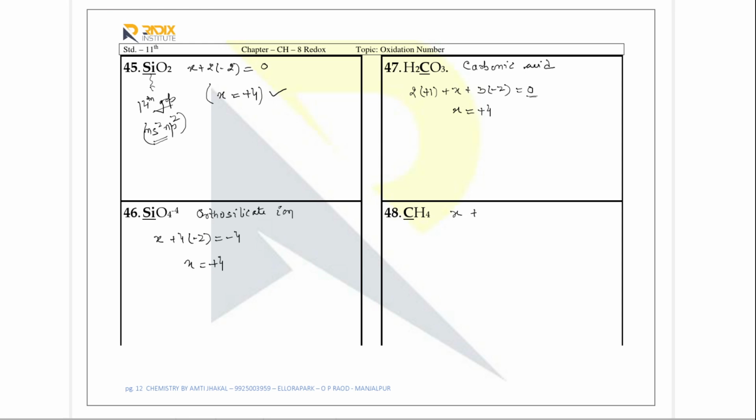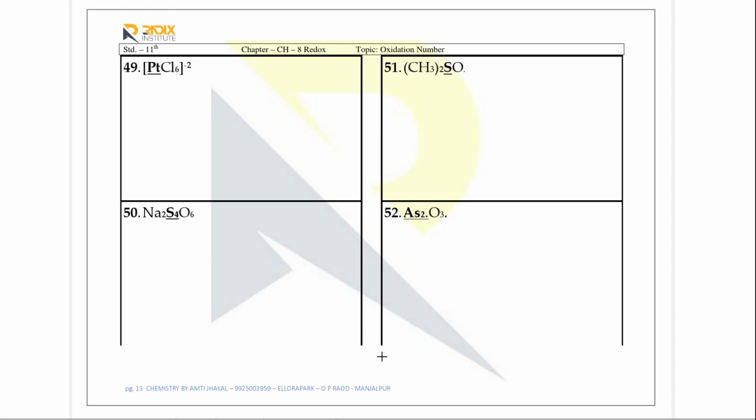X, hydrogen with any non-metal is always plus 1, and there are 4 hydrogen. So X is equal to minus 4. Carbon is in minus 4 oxidation state.